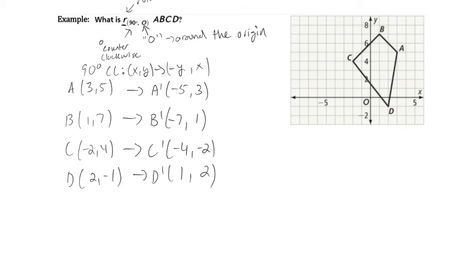Okay, so let's draw our prime version. A prime is (-5, 3). B prime is (-7, 1). C prime is (-4, -2). And D prime is (1, 2). We can see the shape and size is preserved. Therefore, we've done it correctly. So essentially, we just moved this around the origin 90 degrees counterclockwise.